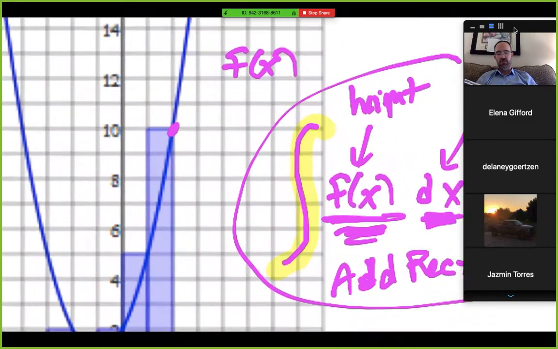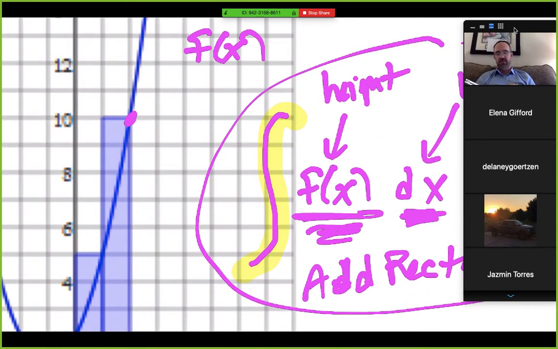And so the integral's formula is finding the function value at a given x to get the height. And the width of each of the rectangles is some fixed amount. So you have to find out width times height gives you area.